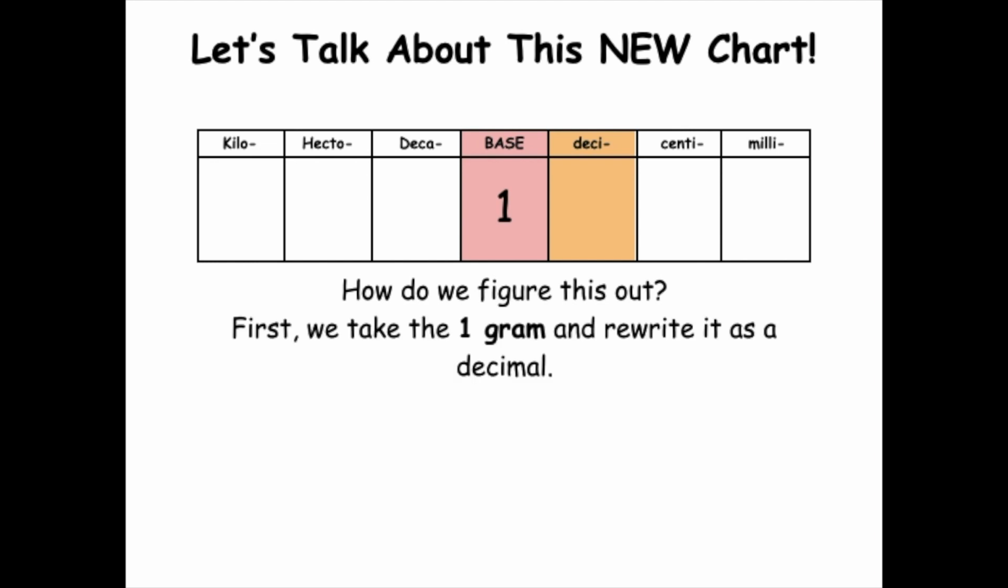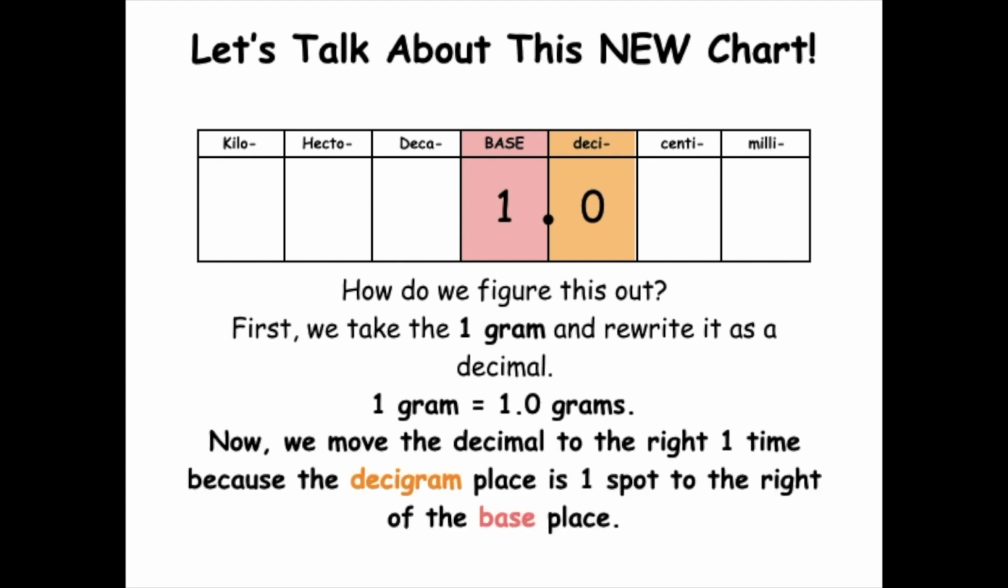We take our 1 gram and we rewrite it as a decimal. Now, 1 is a whole number, so the decimal is already there. It's just invisible, and it is at the end of the number, right? So 1 becomes 1.0, 1 decimal 0. 1 gram equals 1.0 grams. First, easy step: write it as a decimal. Second step, move the decimal to the right 1 time because the place for decigrams, the orange box, is 1 spot to the right of the base place.